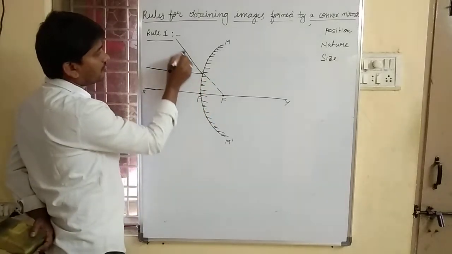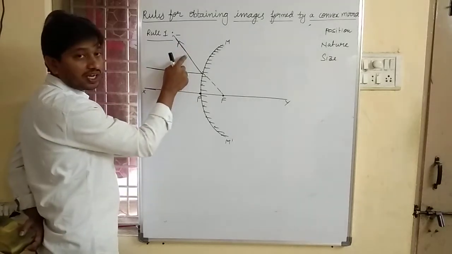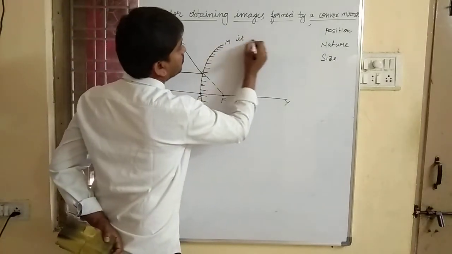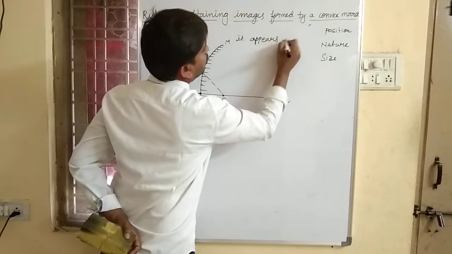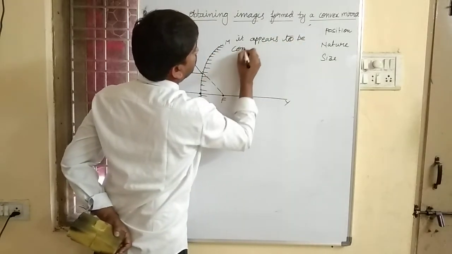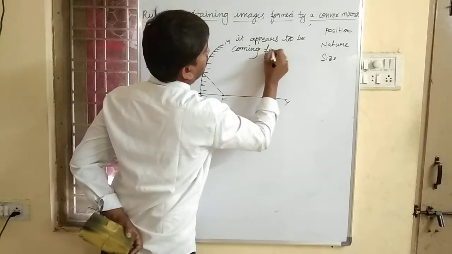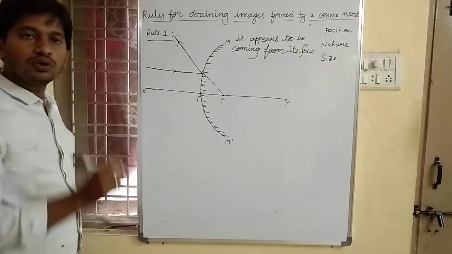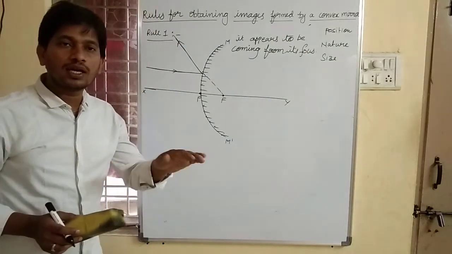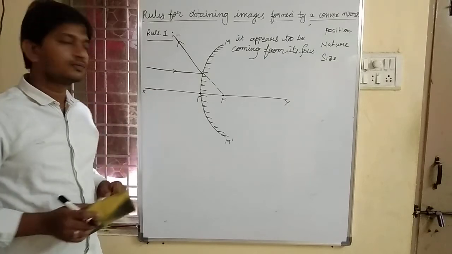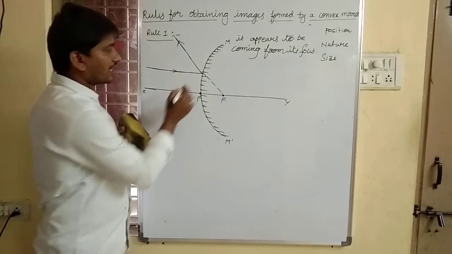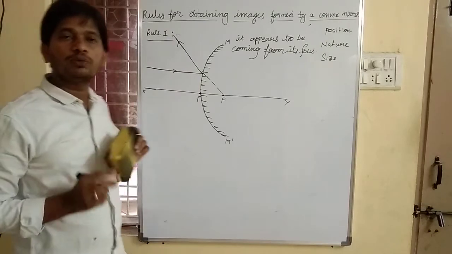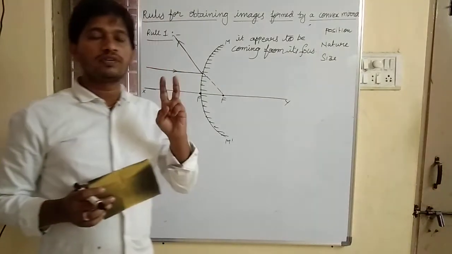This is the incident ray, and this is our reflected ray. But this reflected ray appears to be coming from its focus. That is the first rule. A ray of light which is parallel to the principal axis of a convex mirror, after striking the mirror here, after reflection appears to be coming from its focus. This is our rule number 1.